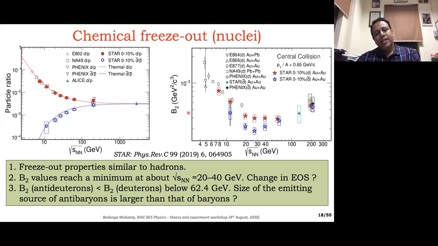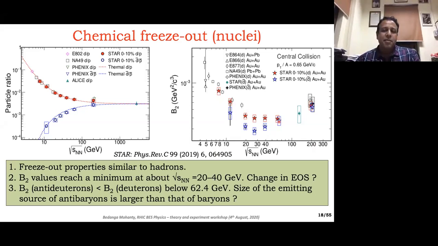On the right-hand side is the coalescence parameter. This is nothing but the ratio of the cross-section of the nuclei, here deuterons or antideuterons, divided by the invariant yields of the nucleons to the power of their mass number. This coalescence parameter B2 is plotted as a function of collision energy. And what one finds is that there seems to be a non-monotonic variation with a minimum around 20 to 40 GeV. Is this related to some change in the equation of state as we go from higher to lower energy? We need theoretical inputs in order to understand this.